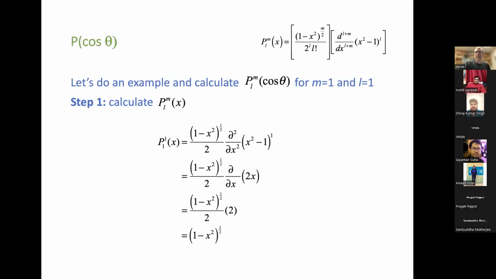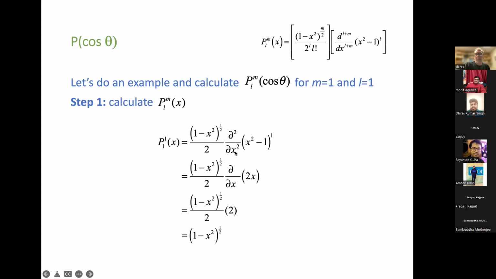First, I want to give an example for how you might calculate P sub L sup m for m equals 1 and L equals 1. So here's the formula up in the upper right for P sub L sup m. The first thing we do is calculate it with respect to x. So P sub 1 sup 1 is going to be 1 minus x squared to the 1/2 power over 2 times the second derivative, because it's the L plus m derivative, and L is 1 and m is 1, of x squared minus 1 to the 1 power.